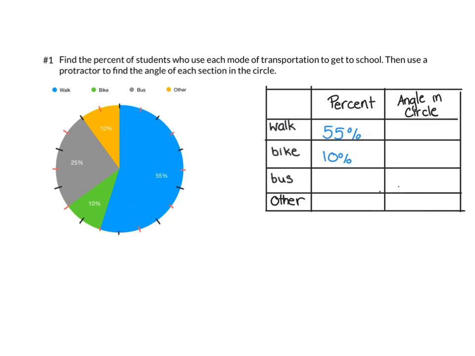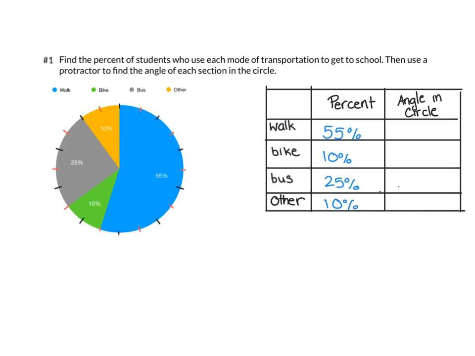Then we have the bus, which is in gray. Our legend tells us that, and we can count. So we go from here. This would be 10, 20, 25. And other is in orange. So we can count our groups. We've got 5, 10. So that is 10%.